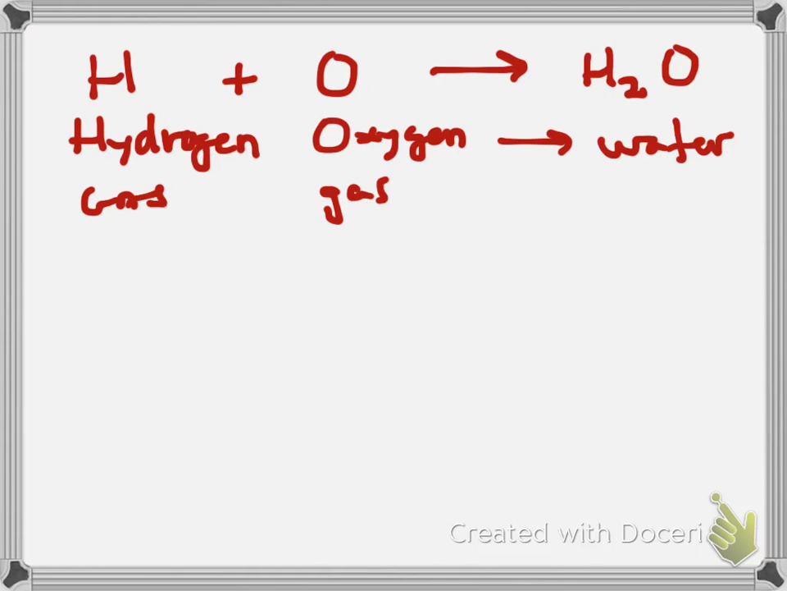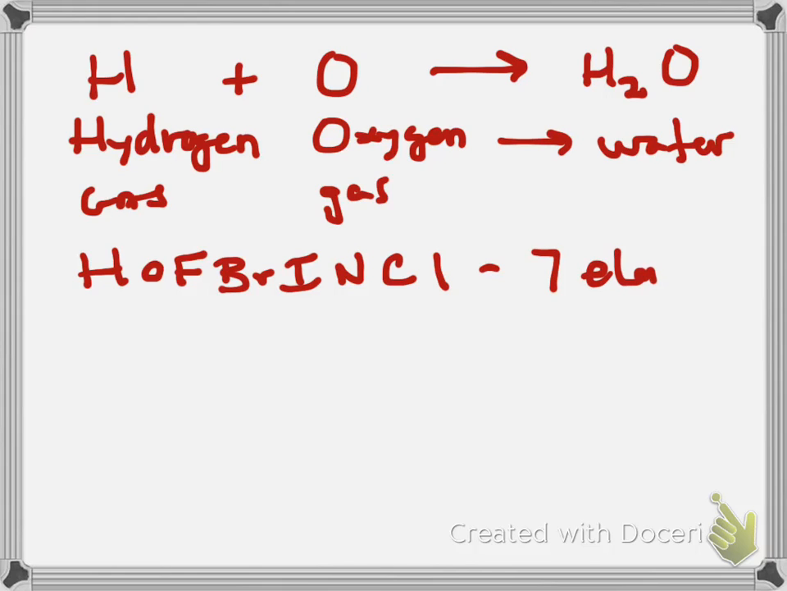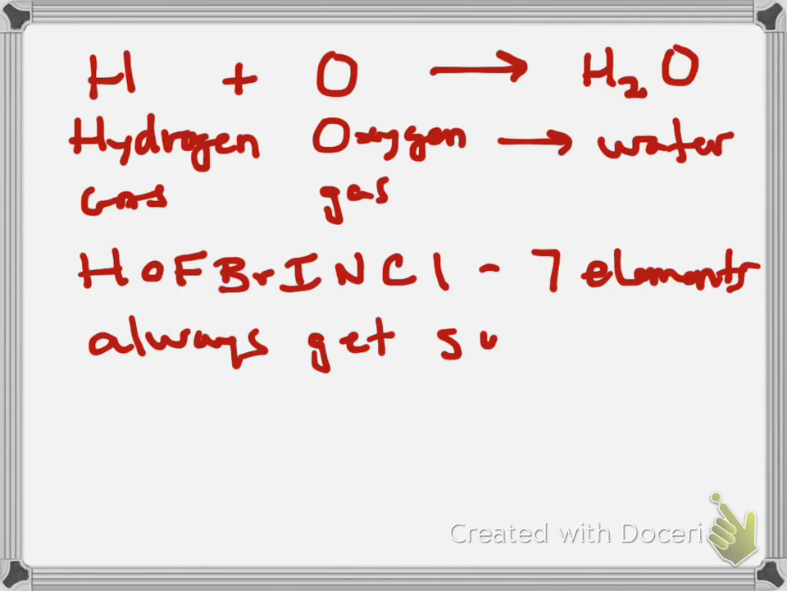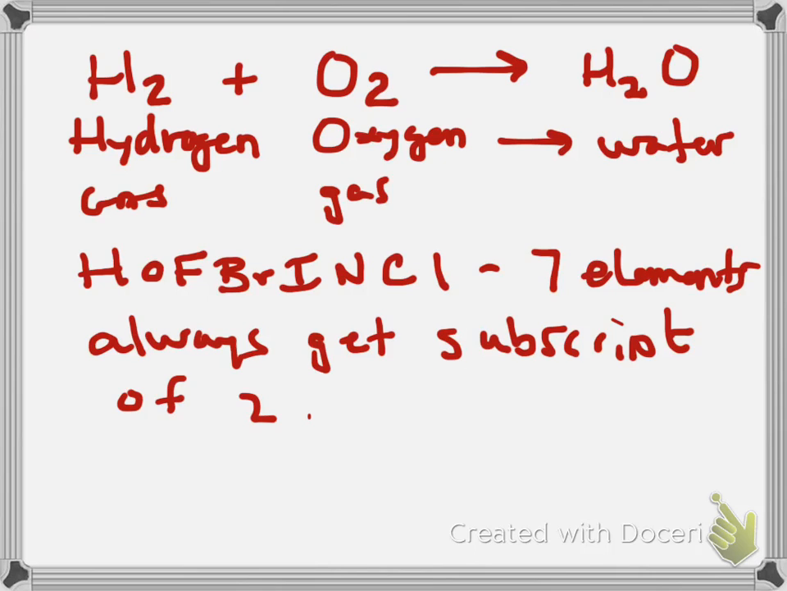Hydrogen and oxygen are both what we call Hofbrinkel. I've mentioned this before in class, but live it and love it. Those 7 elements always get a subscript of 2 when they're listed as elements, like hydrogen gas or oxygen gas. So to make this a correct formula for both of those two, that has to be the case.